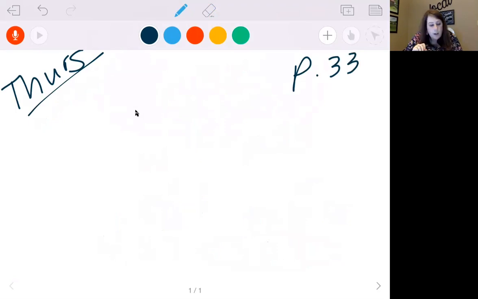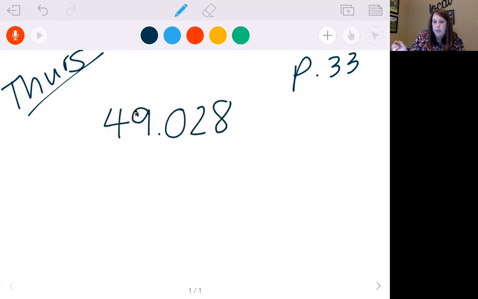Today you're going to do 12 through 15, and then you're going to do the other parts with the money underneath it. So we're going to practice a couple of each one. Let's look at number 16. It says 49 and 28 thousandths. They want you to round to the nearest whole number.